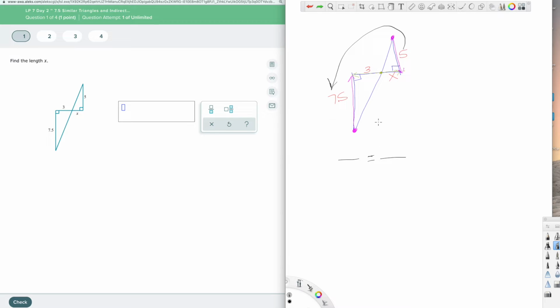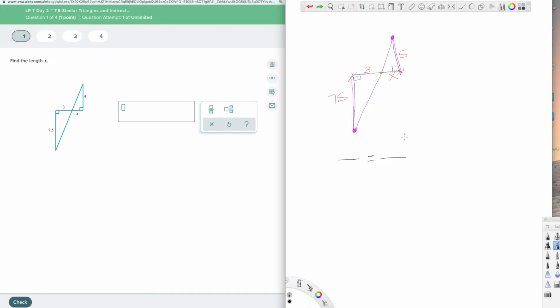The sides should have been increased or decreased, and by increased I mean multiplied, by decreased I mean divided. So they should have been multiplied or divided by the same number, same ratio, or scale factor to get from one to the other. Okay? All right.